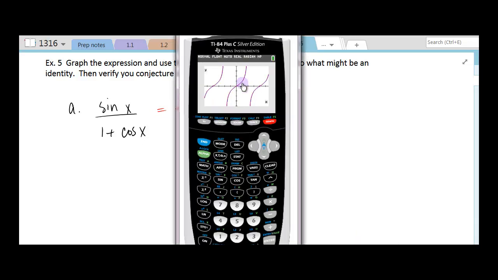Maybe that's important because if I'm given something that looks like this and I want to apply an identity, but I don't know what identity I might use, maybe I want to plug it into my calculator and see if I can quickly come up with an identity to then use in another form. So that's an idea of why you might want to use that.